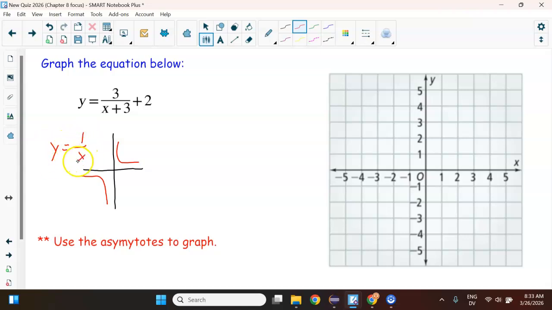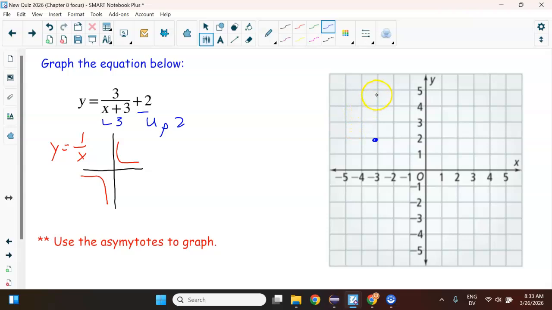Okay, so what I do here is, that's the parent 1 over x. So all that happens here is this number in the back goes up or down. In this case, it goes up 2, and then this would be to the left 3. Remember, the left to right is opposite. So we go left 3, up 2.